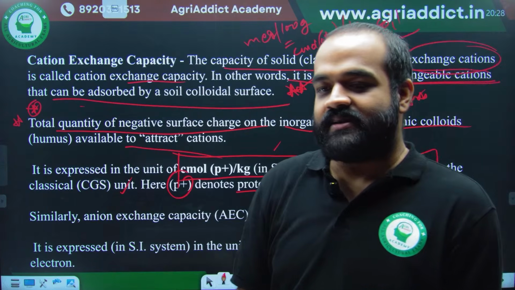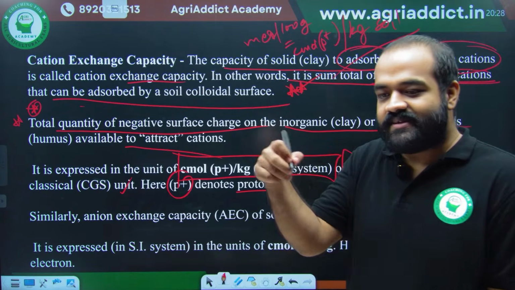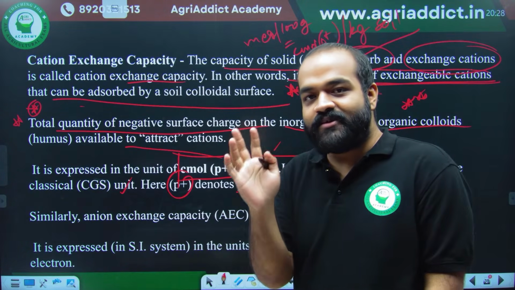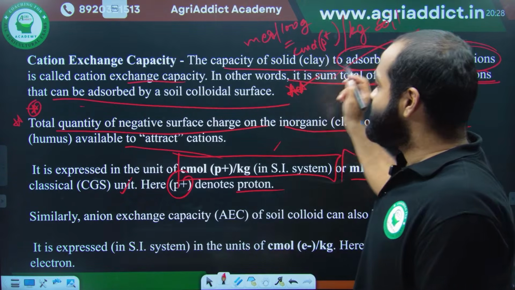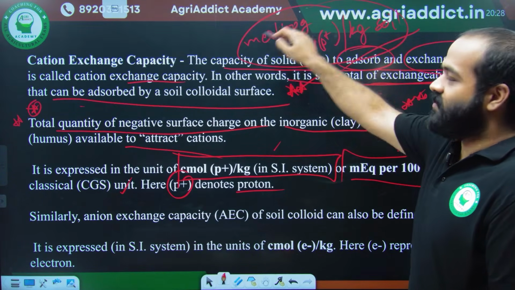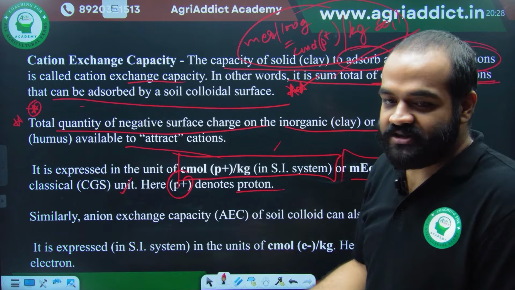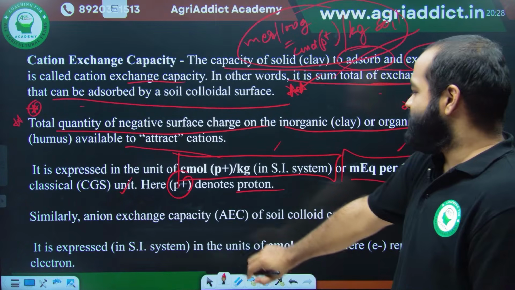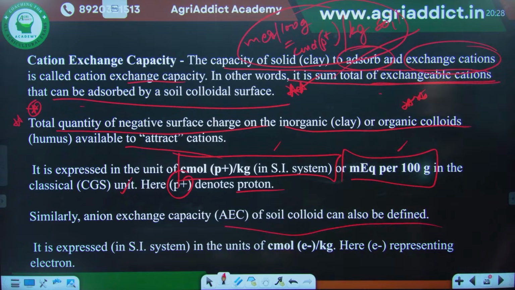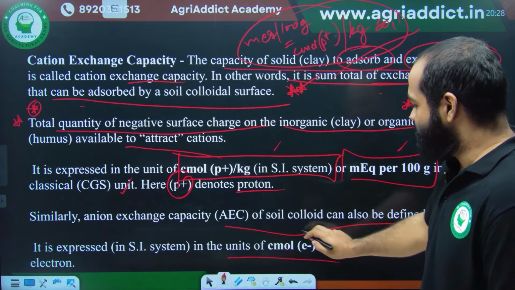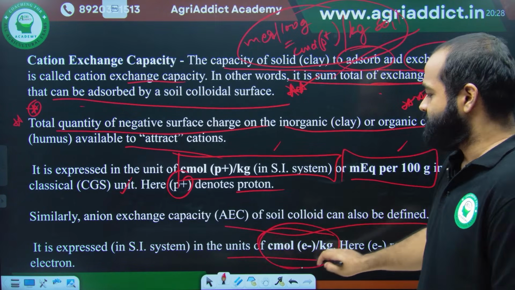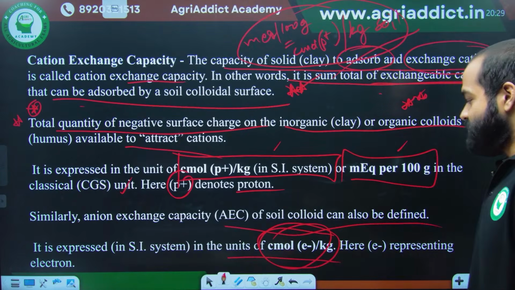So you don't have to worry about the conversion. But if you are writing, like if it is in a subjective exam, remember the unit. You have to write the answer in the unit that is given in the question only. Otherwise, you have to convert, and that conversion is same. The conversion factor is 1. Similarly, anion exchange capacity of soil colloid can also be defined in the exact same way. It is expressed as units of centimole electron per kg of soil.